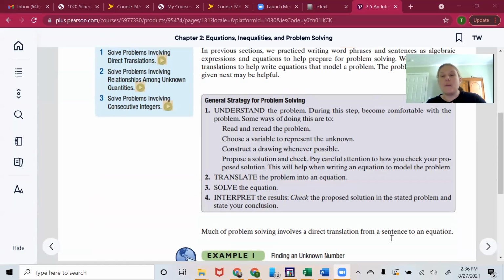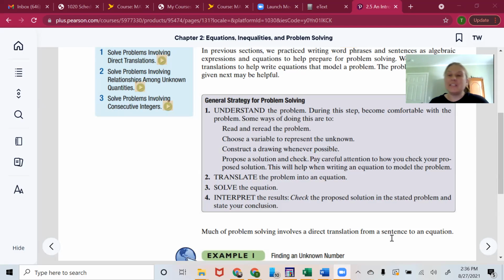So during this step, become comfortable with the problem. Some ways of doing this are to read and reread the problem. Choose a variable to represent the unknown value. Construct a drawing whenever possible, and then propose a solution and check. Pay careful attention to how you check your proposed solutions. This will help when writing an equation to model the problem.